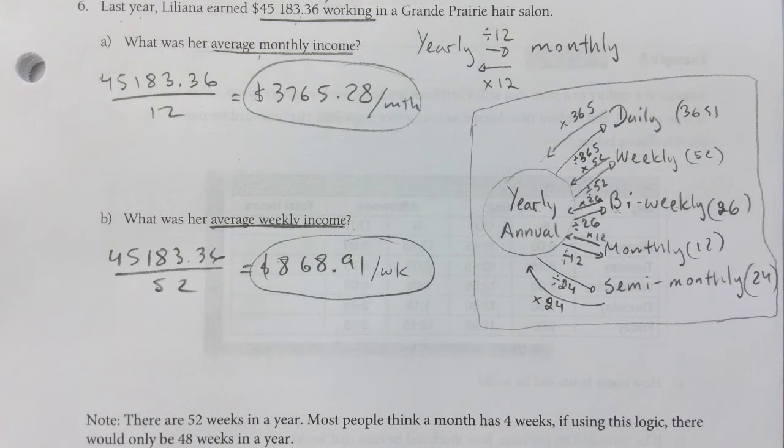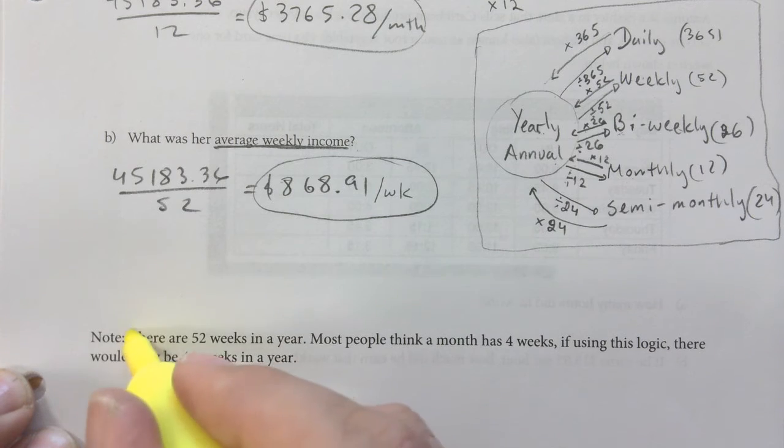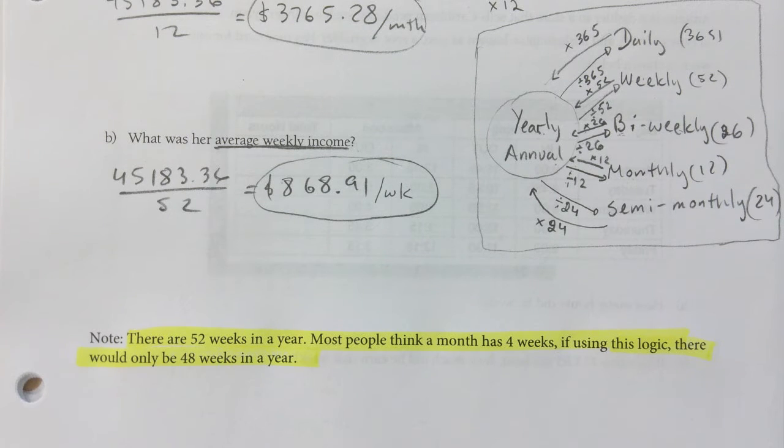And I'm going to highlight this note. I added this, okay? There are 52 weeks in a year. Most people think that a month has 4 weeks. If using this logic, there would only be 48 weeks in a year, right? Because you go 4 times 12, right? 4 weeks times 12 months, that's 48 weeks. That can't be. There's like 4 weeks missing, right? So you got to be careful.